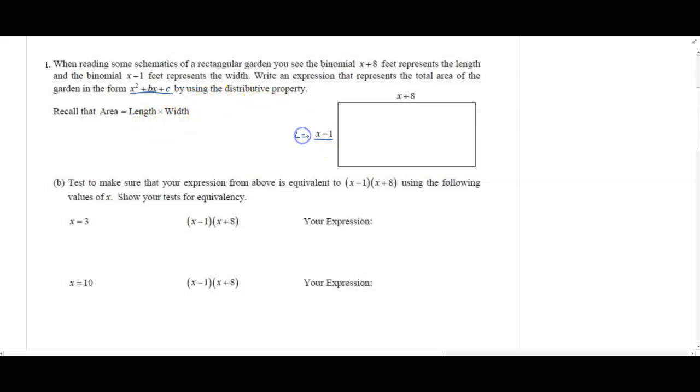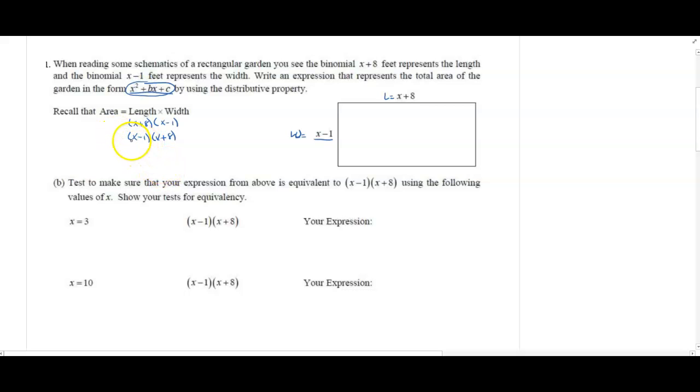If this is the length, this is the width. Remember, area of a rectangle is length times width, so this would be x plus 8 times x minus 1. Now, multiplication is commutative, so it doesn't matter; you can multiply it either way. That would be no different than this, okay? They want you to write the area of this rectangle in this form using the distributive property.